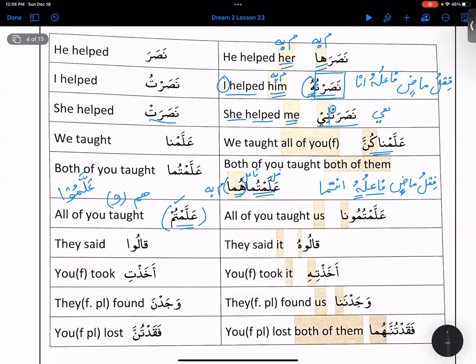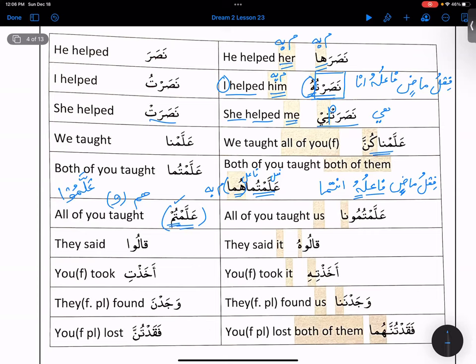Right? So we need to just add ta, tuma, tum, ti, tuma, tuna. So this is the same tum we are adding over here. Ta, tuma, tum. Do you see tum here? Yes. So whenever you see tum, this is basically antum. So the fail is antum over here.